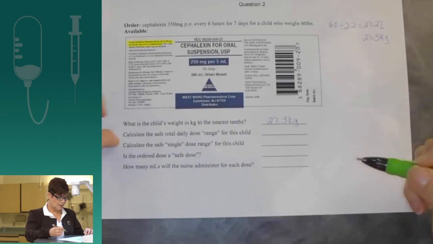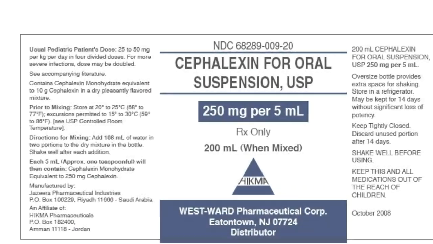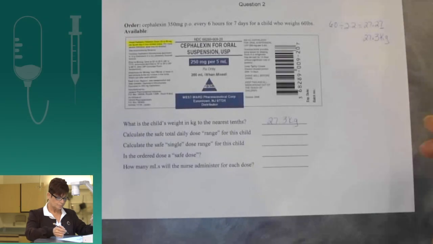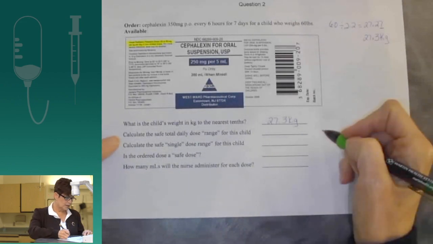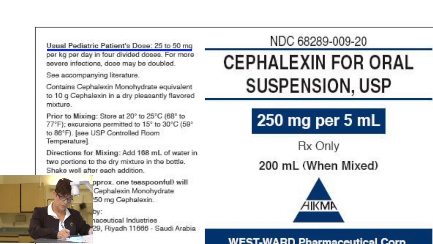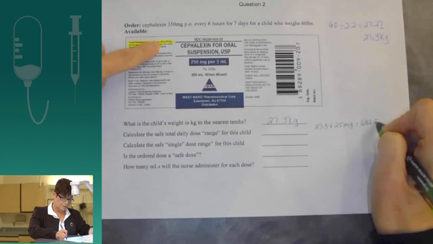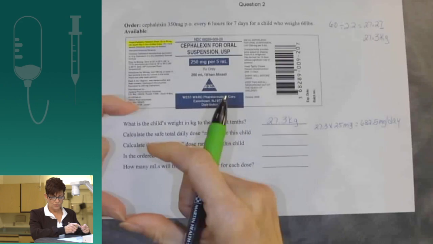Now we need to calculate the safe total daily dose range for this child. Here is where you need to look at your label. In the top corner, it says a usual pediatric patient's dose. The range is 25 milligrams for the low end and 50 milligrams for the highest amount that the patient can get. So we know that the child weighs 27.3. We are going to multiply 27.3 times the 25 milligrams first, which we get 682.5 milligrams per day. That's the lowest amount of dosage this patient can get in a whole day.